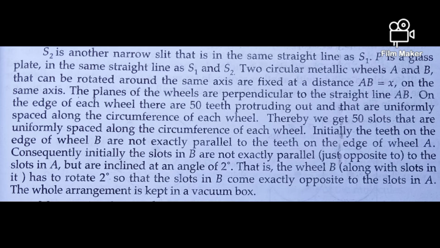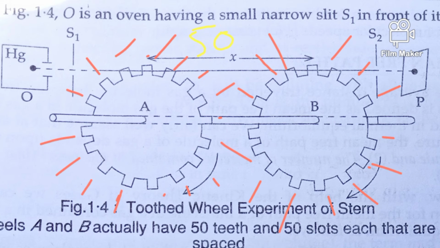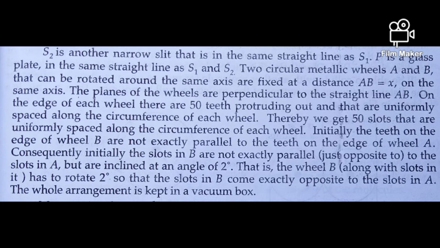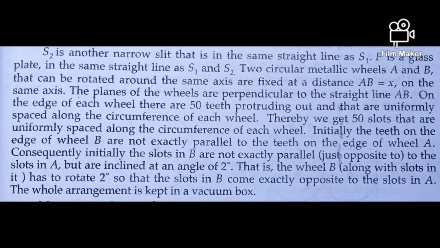On the edge of each wheel, there are 50 teeth protruding out that are uniformly spaced along the circumference of each wheel. Thereby we get 50 slots that are uniformly spread along the circumference of each wheel. Initially, the teeth on the edge of wheel B are not exactly parallel to the teeth on the edge of wheel A. Consequently, initially the slots in B are not exactly parallel to the slots in A but are inclined at an angle of 2 degrees.